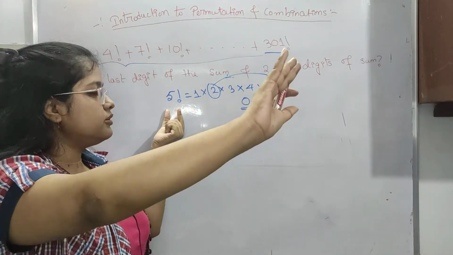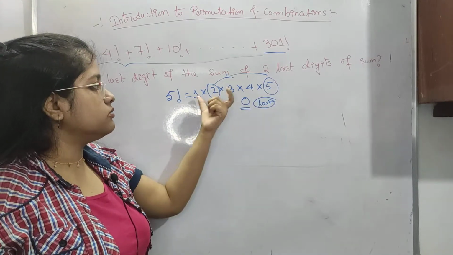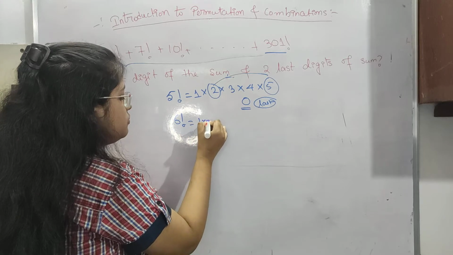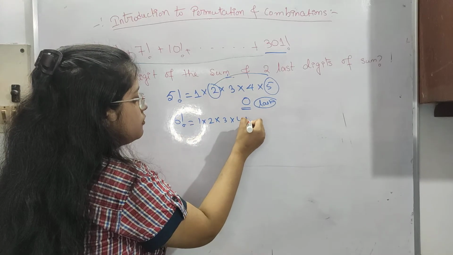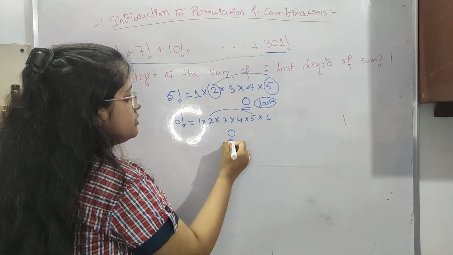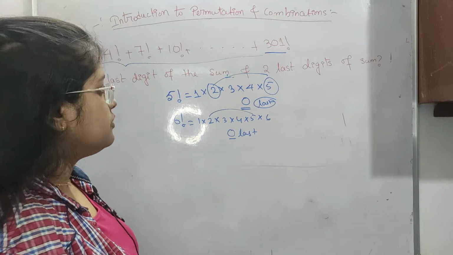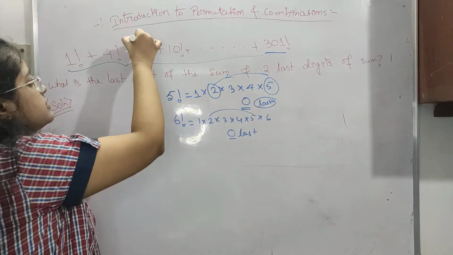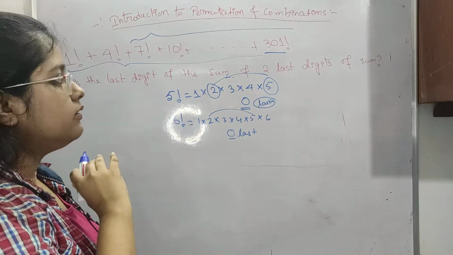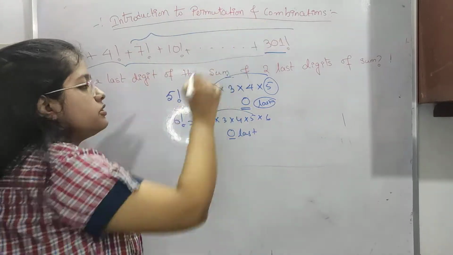From 5 factorial onwards, like 6 factorial, everything will contain this 2 and 5. Let's take 6 factorial: 1 into 2 into 3 into 4 into 5 into 6. This will always be there, so the last digit will always be 0. I hope this is clear to you. So from 7 factorial till 301 factorial, the last digit will always be 0.